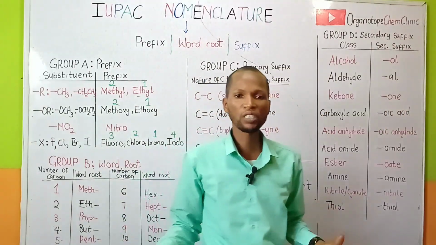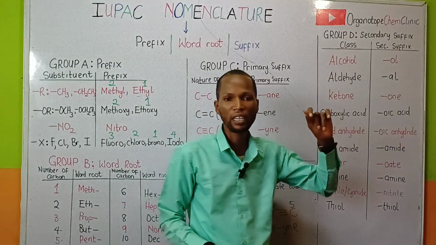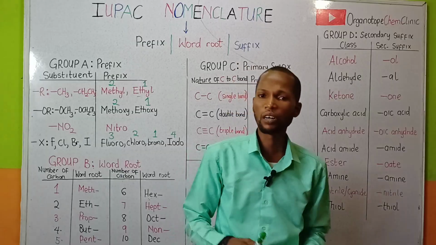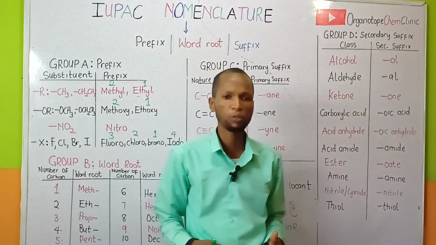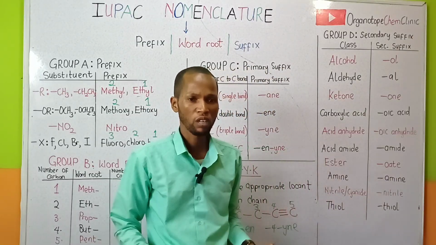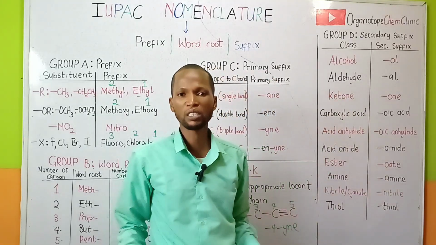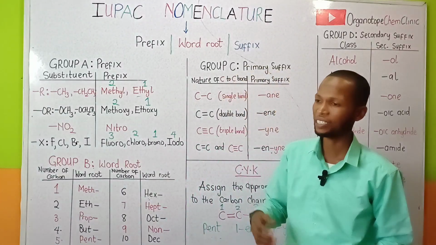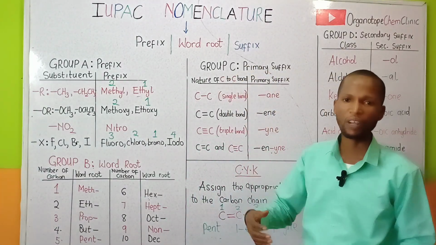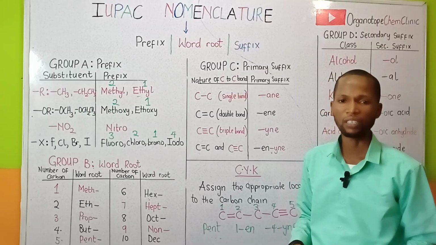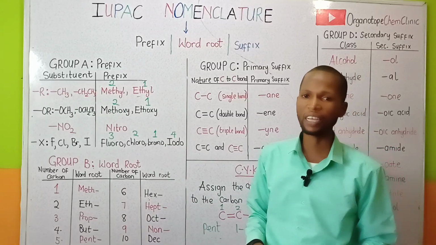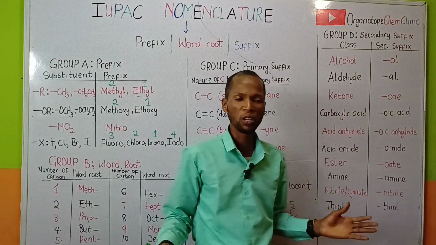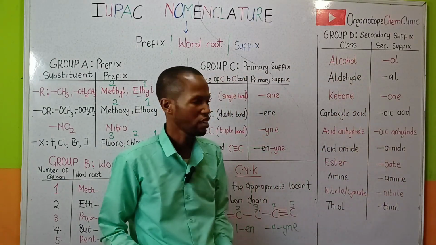So that's good. Moving on, we have the group D, which indicates the secondary suffix. Now, the secondary suffix includes the main group or the principal functional group in an organic compound. So all these are principal functional groups in organic compounds. But recall from our previous video that I said that functional groups are arranged in order of priority. Okay, so I'm going to test your knowledge on the order of priority of functional groups in this video lesson. So can we look closely at the table right here?